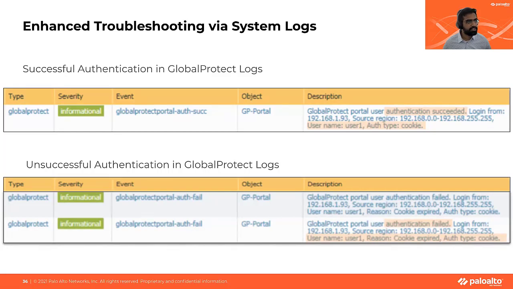And as you can see from the screenshot for successful authentication, even in system logs, it clearly shows you that the authentication event was for the GlobalProtect authentication. The authentication had succeeded. The login is also recorded, the IP address login. And also the username and the auth type is also recorded, as you can clearly see. And for the unsuccessful attempts, it also gives you why the authentication failed. In this case, it was a reason of the cookie being expired, where the auth type was still cookie.